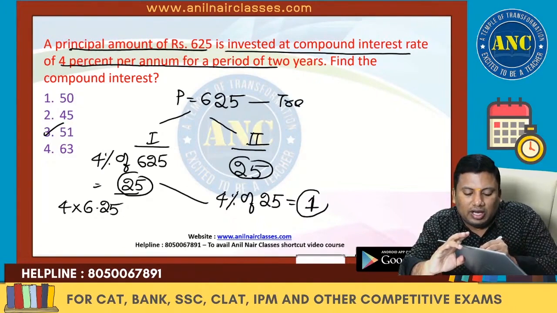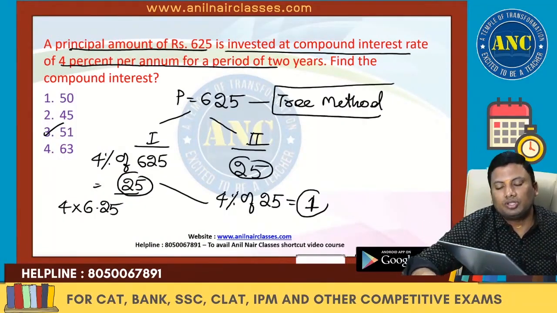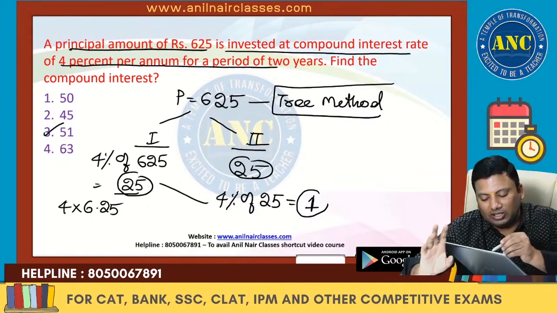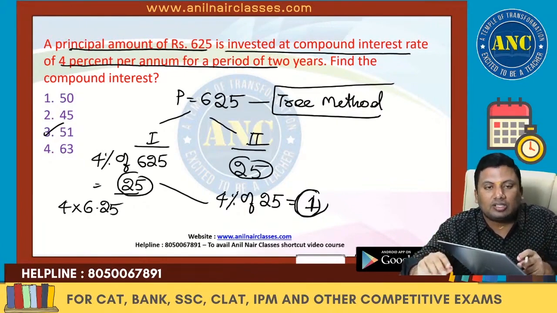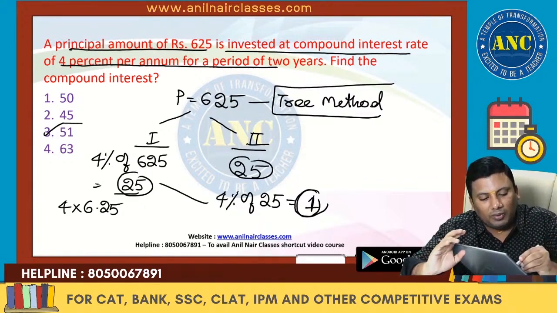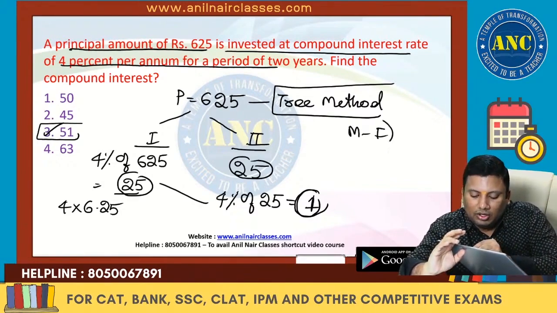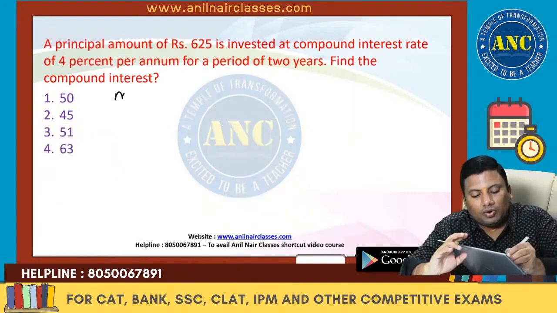Which method am I using? Tree method I am using. In case, I'll just give you a glimpse of how you can use another method also. 625, 4 percentage of 625 is 25, 25, 4 percentage of 25 is nothing but 1. So total compound interest is 25, 25, 1. Answer is nothing but 51. This is method 1. You take any method that comes into your mind which will make you solve questions fast.